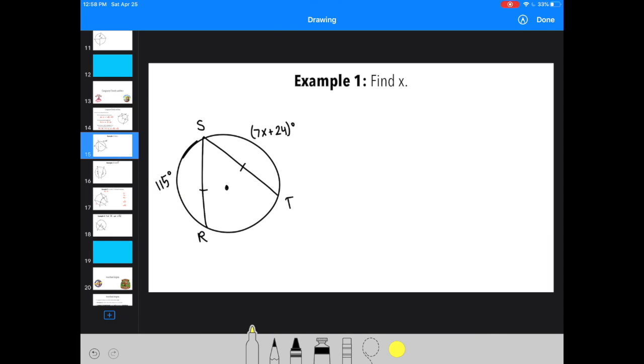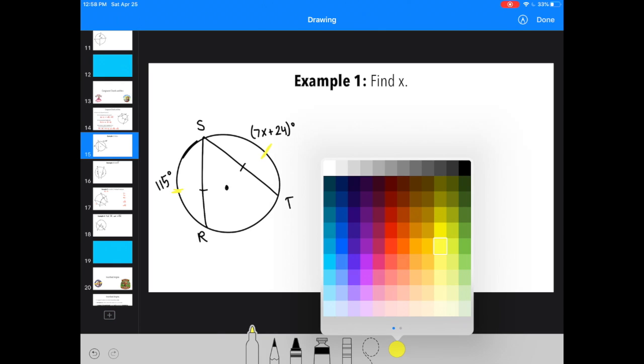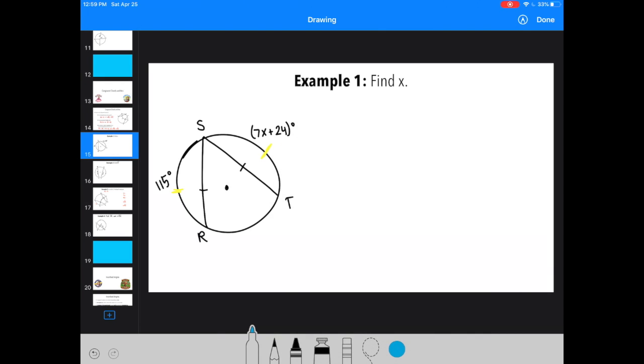We are trying to find X, and it already tells me that chords RS and ST are congruent. Therefore, my arcs are going to be congruent as well. Because of that relationship, I can set those equal to each other. So 115 is going to be equal to 7x plus 24. I'll be honest, this chapter involves a lot of algebra skills, so woohoo, it never goes away.